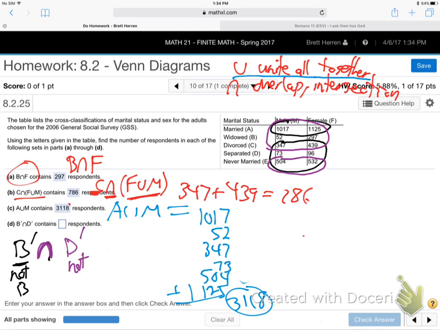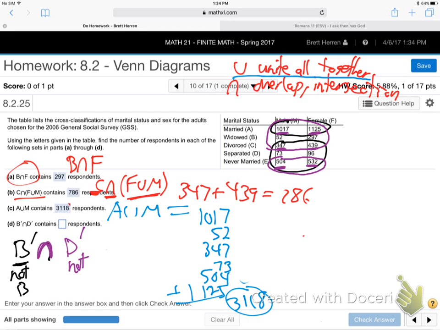The overlap. Where does the purple circling overlap? What sections are circled by both? Well, this one, this one. Those two are in both circles. 347, 439. Those are in both a black circle and a purple circle. 1017 and 1125 sit in both circles. Because that's what overlap means: if you're in the overlap, you're in both circles.